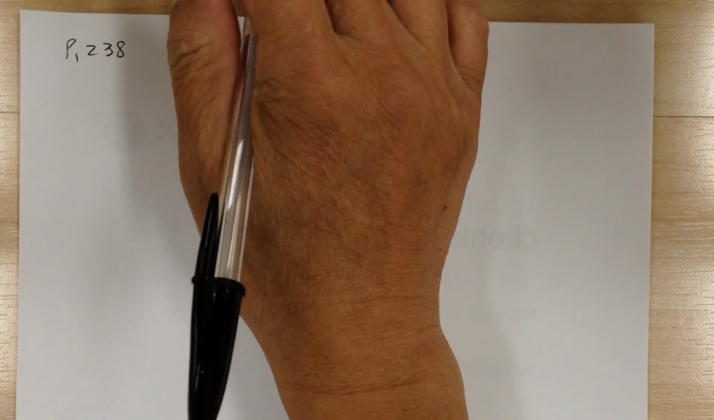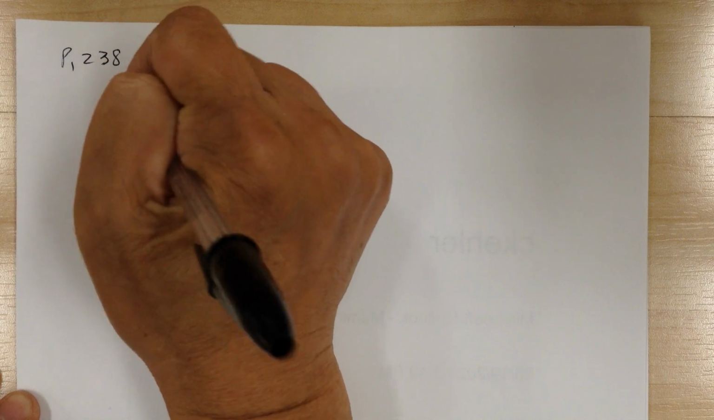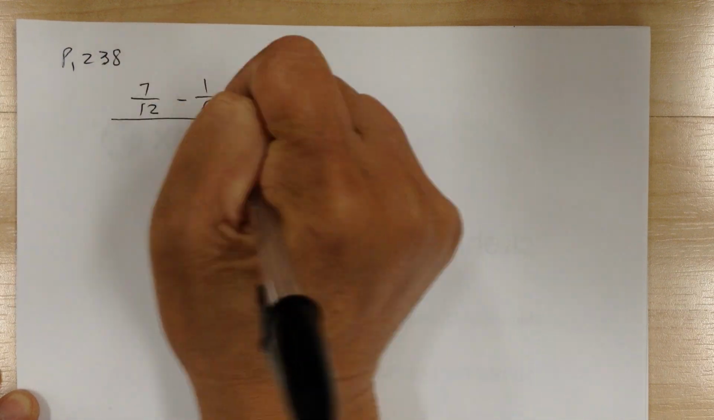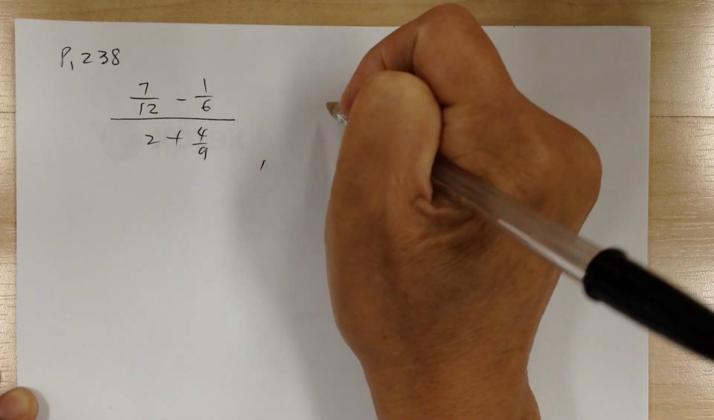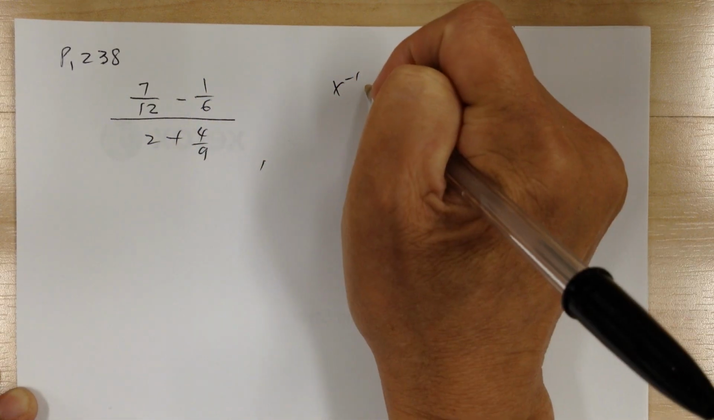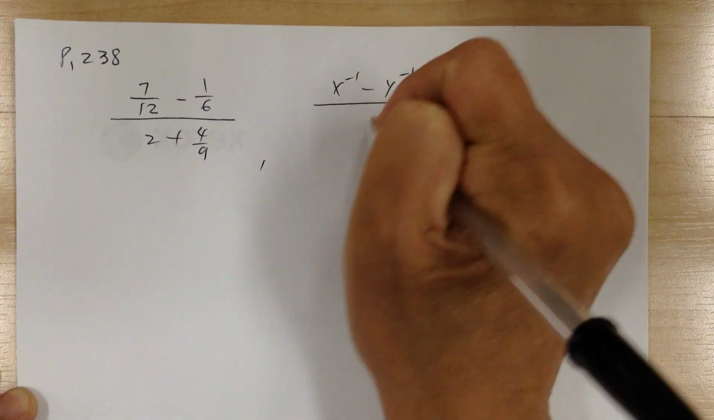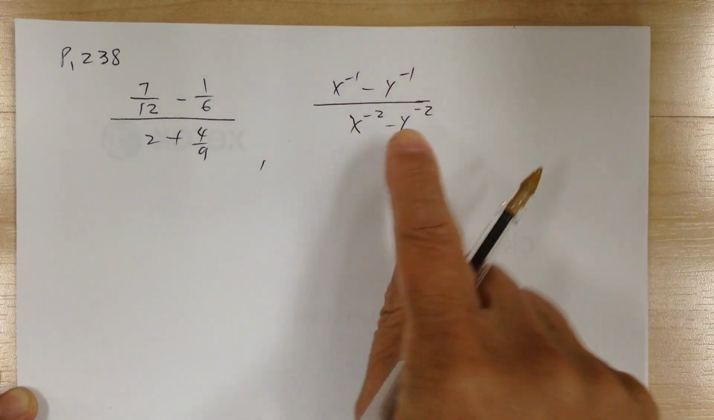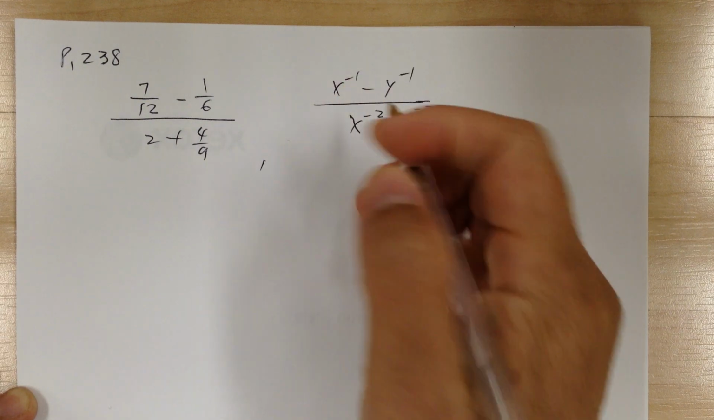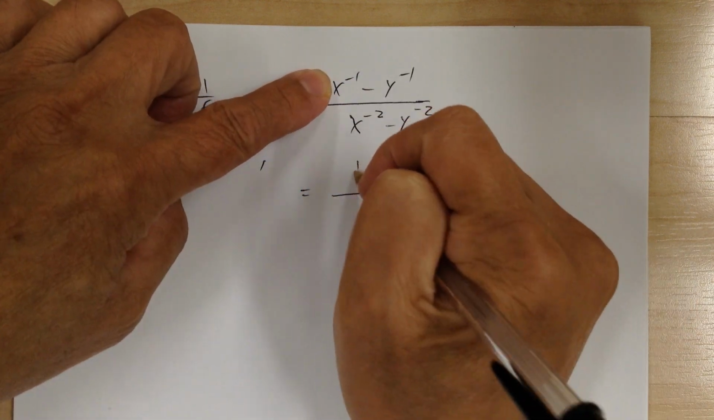So an example of that would be (7/12 - 1/6) over (2 + 4/9). Another example would be (x^-1 - y^-1) over (x^-2 - y^-2). Because with this one, when you have a negative exponent, you have to flip it over, so this becomes 1 over x.